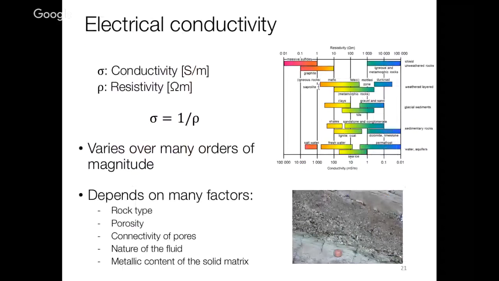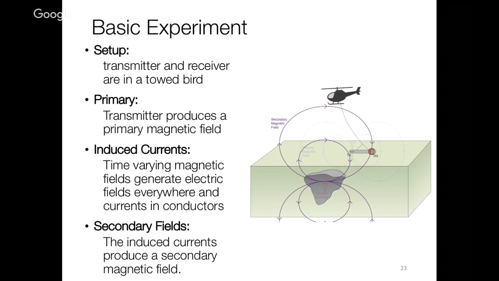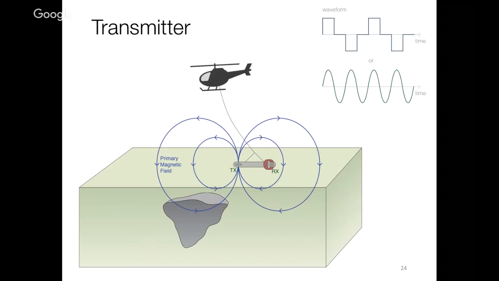So the physical property was the electrical conductivity, which we've done a fair bit, and the basic principles, we're going to step through right now. The very first thing is that we're going to have as our signature experiment a helicopter towing a bird that has a transmitter on it, and that transmitter is going to give rise to a magnetic field here. So let's look a little bit more at that.